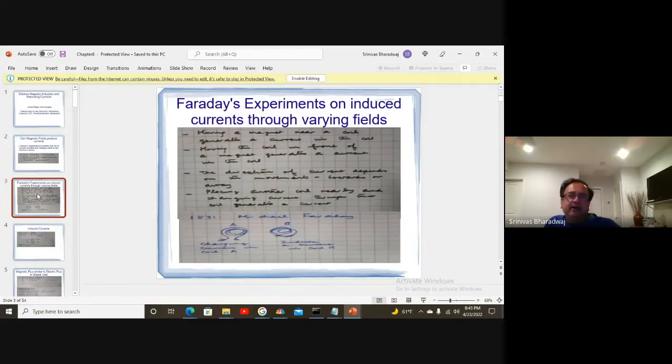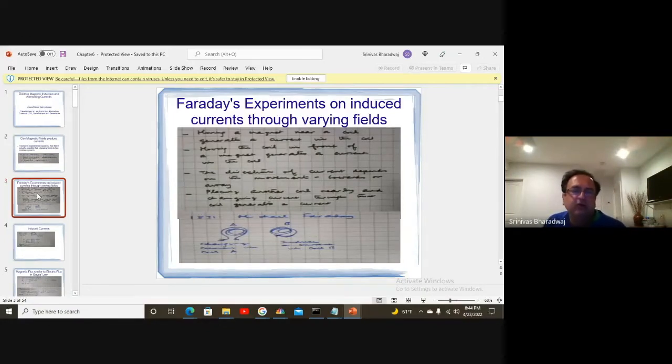So, moving a magnet. He had a coil and then he moved a magnet near it. When he moved the magnet near it, there was a current induced in the coil. Why was there a current induced in the coil? Because that's what Faraday's law states: there will be a current induced in the coil when there is a changing magnetic field, and this changing magnetic field will cause an induced voltage.